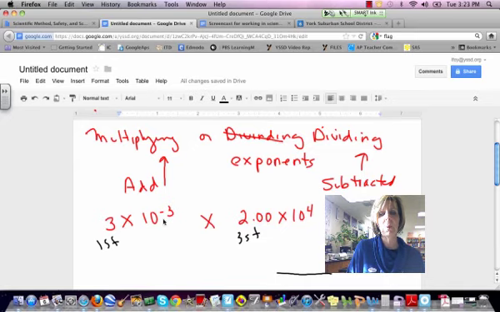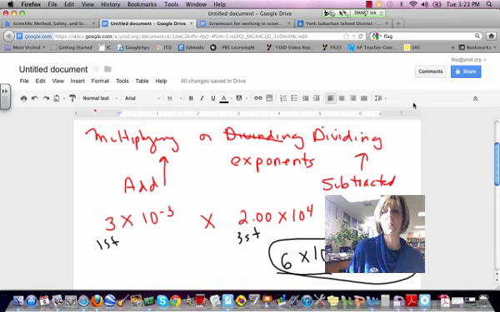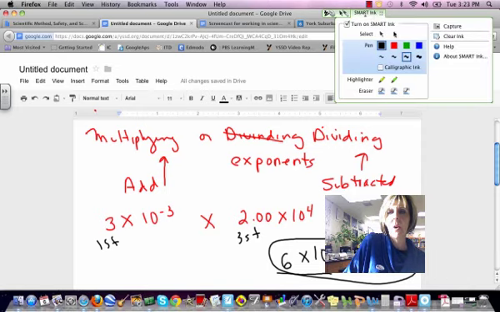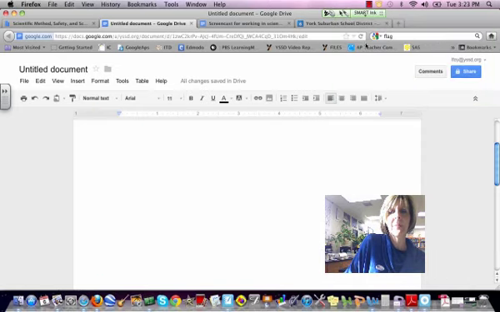So I'm going to multiply my two numbers here. So 3 times 2 is going to be 6. And then I am going to add my exponents, right? So minus 3 plus 4 is going to be 10 to the 1. So my answer is 6 times 10 to the 1. All right, let's try another one.